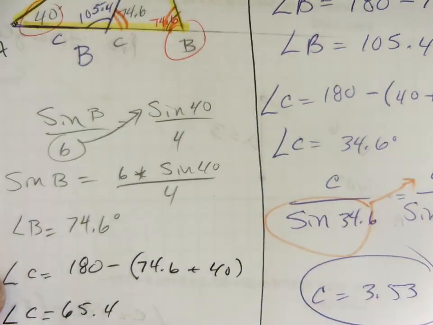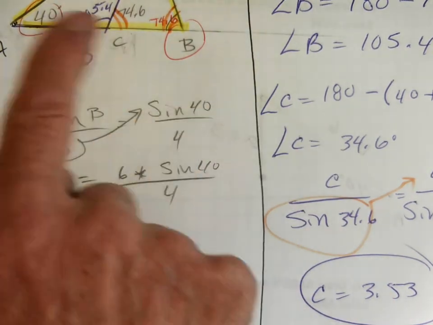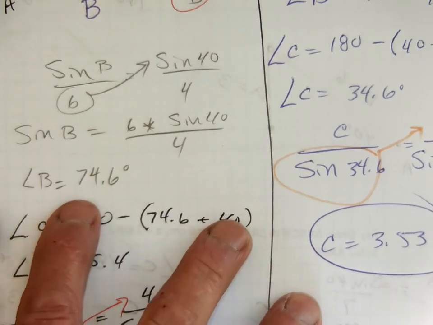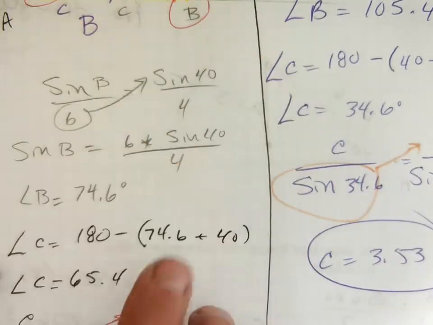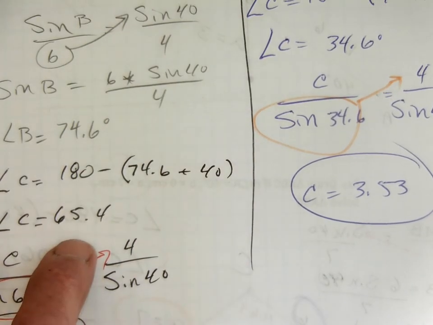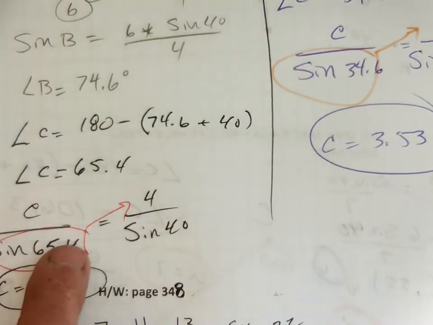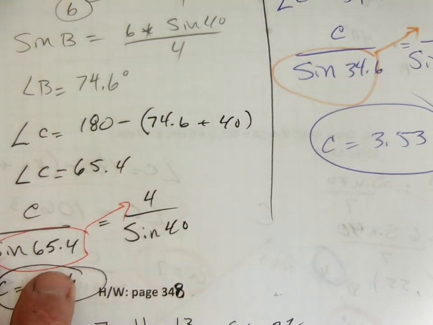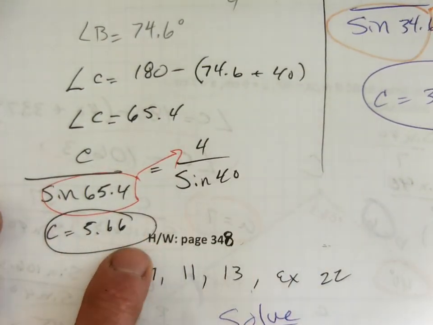And we went through the law of sines. We solved for angle B, sine of B over 6, sine of 40 over 4. And we got B to be 74 degrees. Angle C, right, there's 180 degrees in every triangle. So we ended up getting from 180 degrees, 65.4. And then to get side C, again, we use the law of sines. C over the sine of 65 equals 4 over the sine of 40, and we end up getting 5.6.